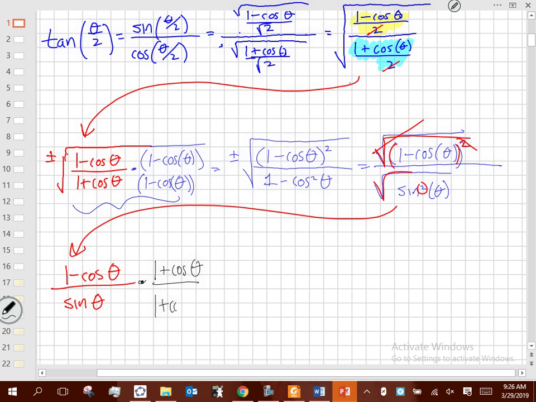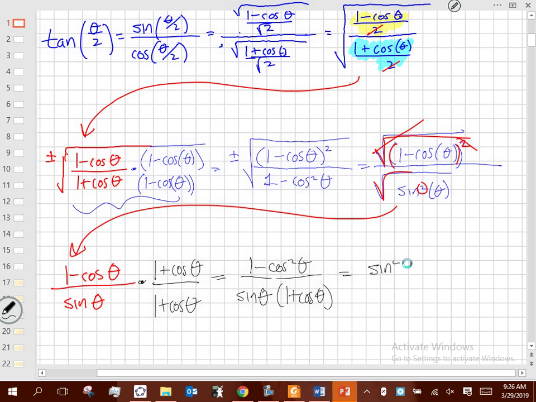And we'll multiply the top one out. When I multiply the top one out, I get 1 minus cosine squared theta, right? The bottom one I am not going to multiply out. I'm going to leave it as sine theta times 1 plus cosine theta. Okay? What does the top turn into? What is 1 minus cosine squared the same as?